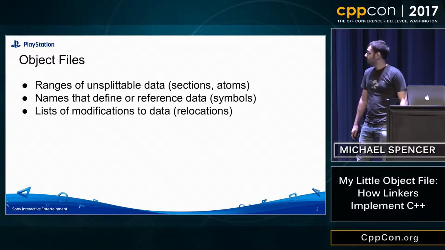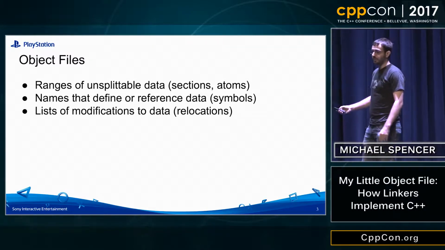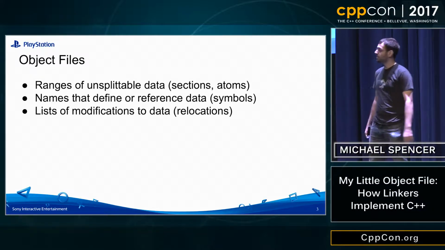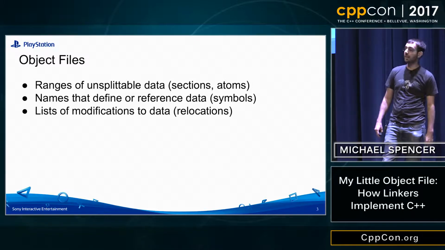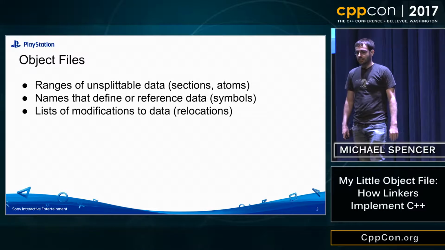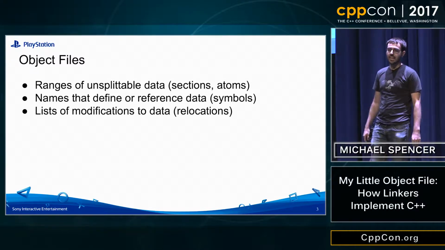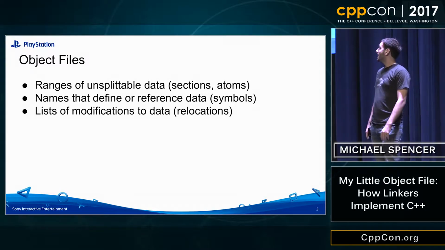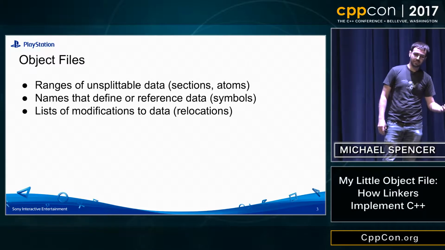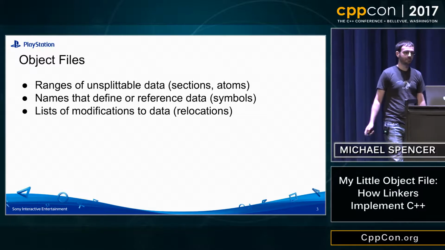So when you come down to the highest level, an object file consists of three things. There are ranges of unsplittable data, and these are commonly known as sections, or in Mach-O as atoms. Then you've got a list of names that define or reference this data, and these are known as symbols. And a list of modifications that need to be applied to the sections to reference these symbols. So let's take a quick look at an object file.